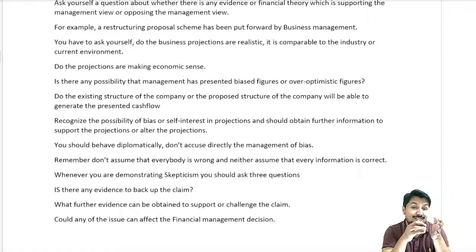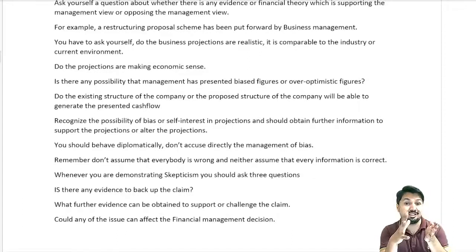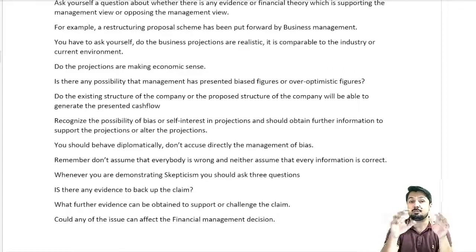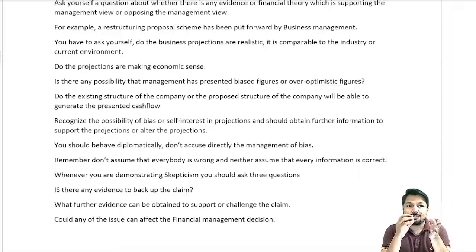If the economy is in recession and management is saying that we will achieve the target sales, the growth in sales, how can it be possible? There should be some question mark. Is there any possibility that management has presented biased figures, over-optimistic figures? You have to identify that. Is the existing structure of the company or the proposed structure supporting these calculations? Recognize the possibility of bias or self-interest in the projection and obtain further information to support your view.